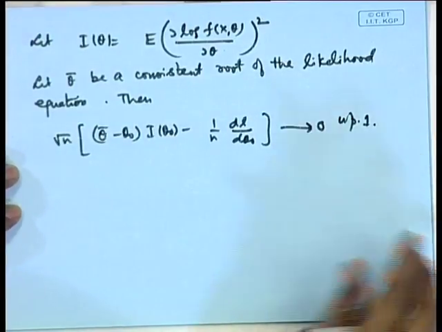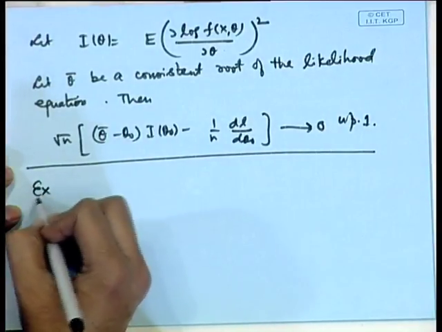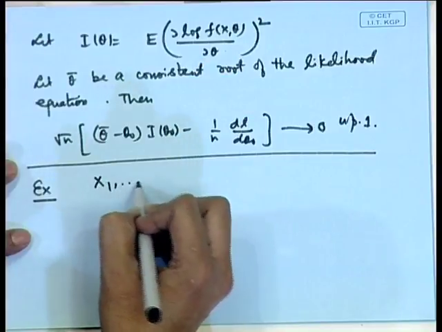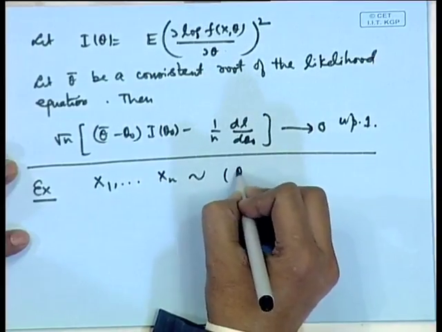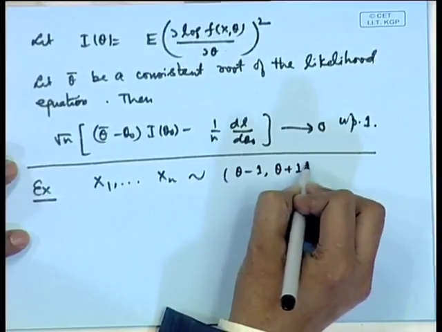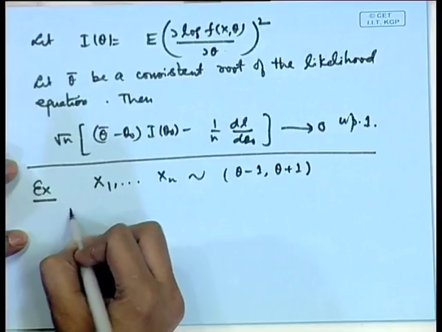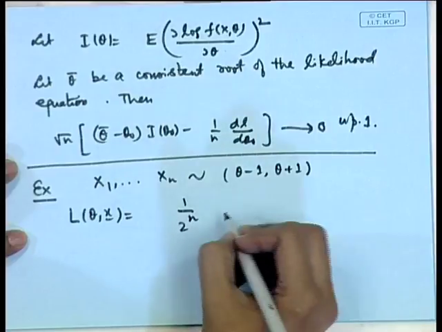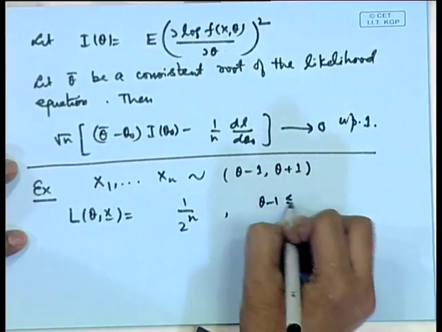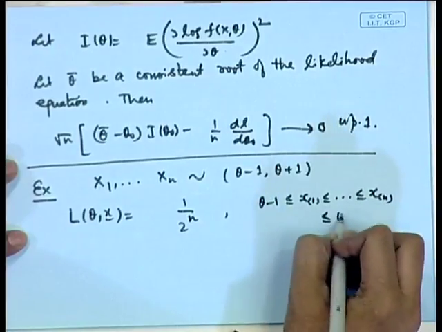We further consider the case when the maximum likelihood estimators may not be unique. Let us take say x 1, x 2, x n following a uniform distribution on the interval theta minus 1 to theta plus 1. So, the likelihood function in this particular case will be equal to 1 by 2 to the power n for theta minus 1 less than or equal to x 1 and so on less than or equal to x n less than or equal to theta plus 1.